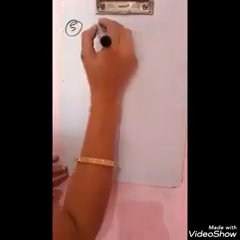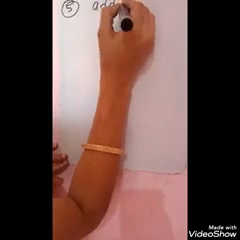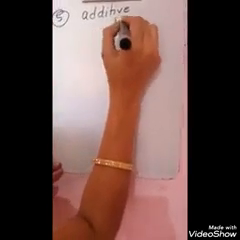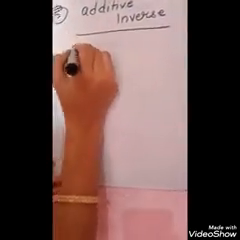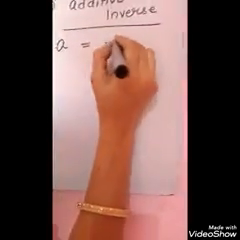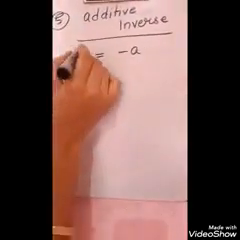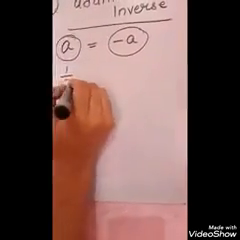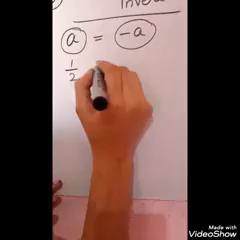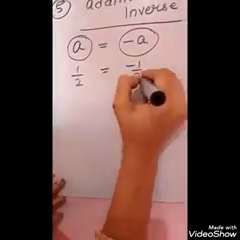So after distributive property we have 2 small properties that we need to deal with. The first one is additive inverse. Students, this topic is very familiar to you all: the additive inverse of any rational number is its negative. Additive inverse of A is minus A. For example, if the rational number is 1 by 2, its additive inverse will be minus 1 by 2.